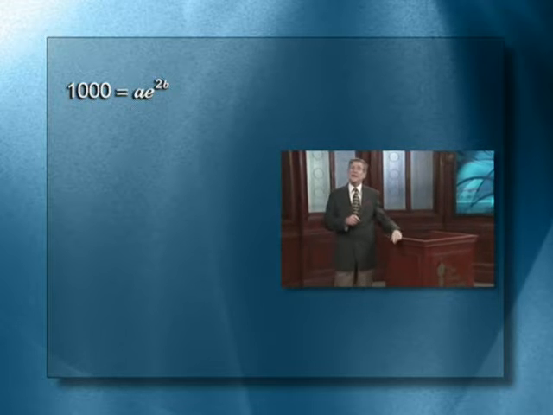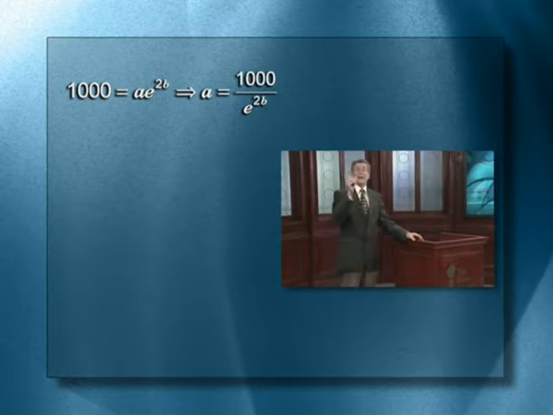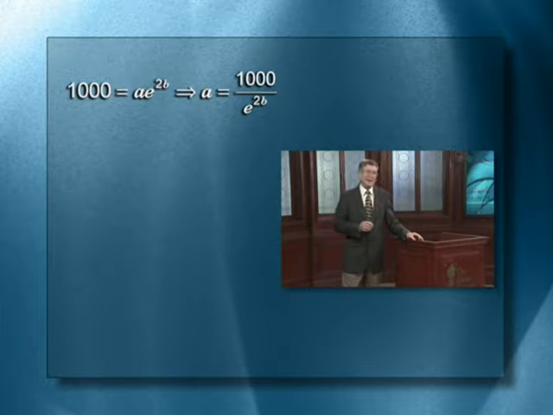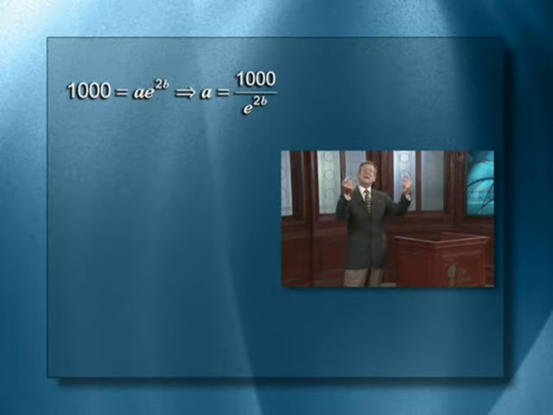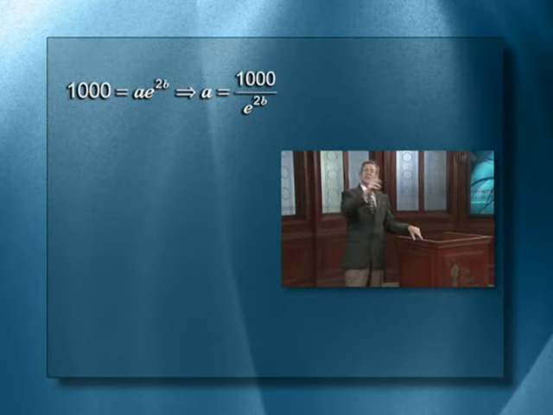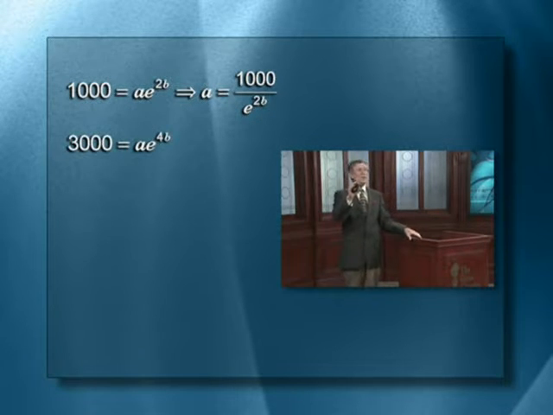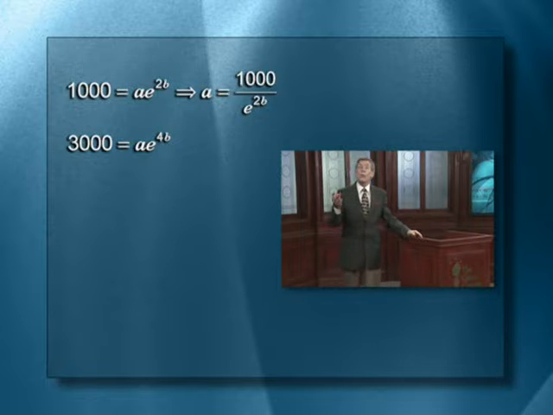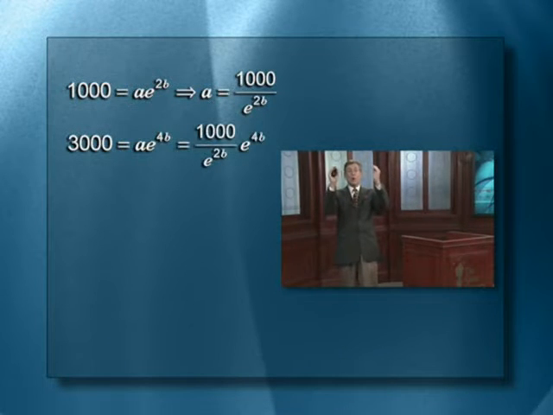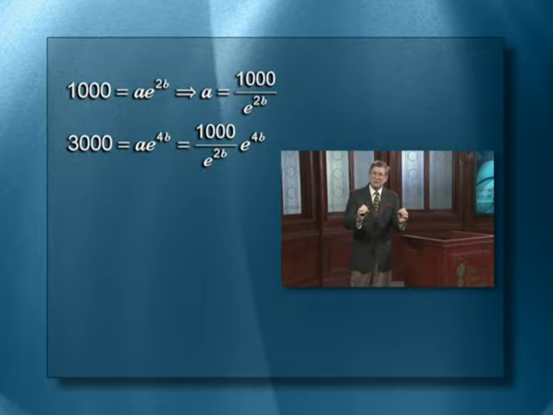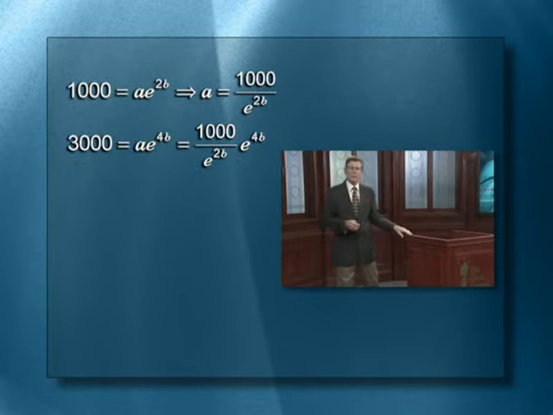Okay, 2 equations, 2 unknowns. Maybe we can solve for a and b. Let's try to do it. Okay, the first equation, 1,000 equals ae to the 2b, I can solve for a in that equation in terms of b and get a equals 1,000 divided by e to the 2b. Now take the second equation and plug in this new value of a. So 3,000 equals ae to the 4b, but instead of a, put in 1,000 divided by e to the 2b times e to the 4b.